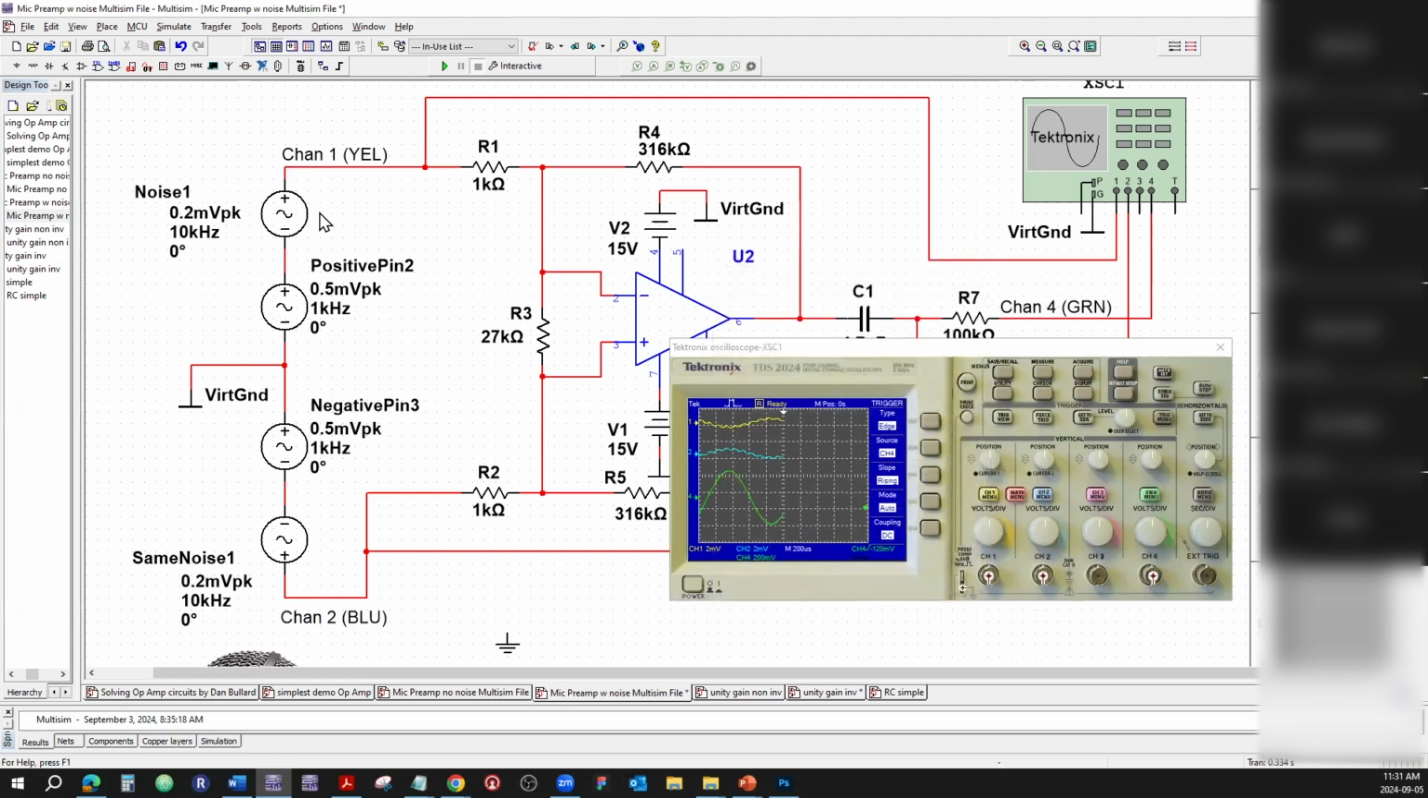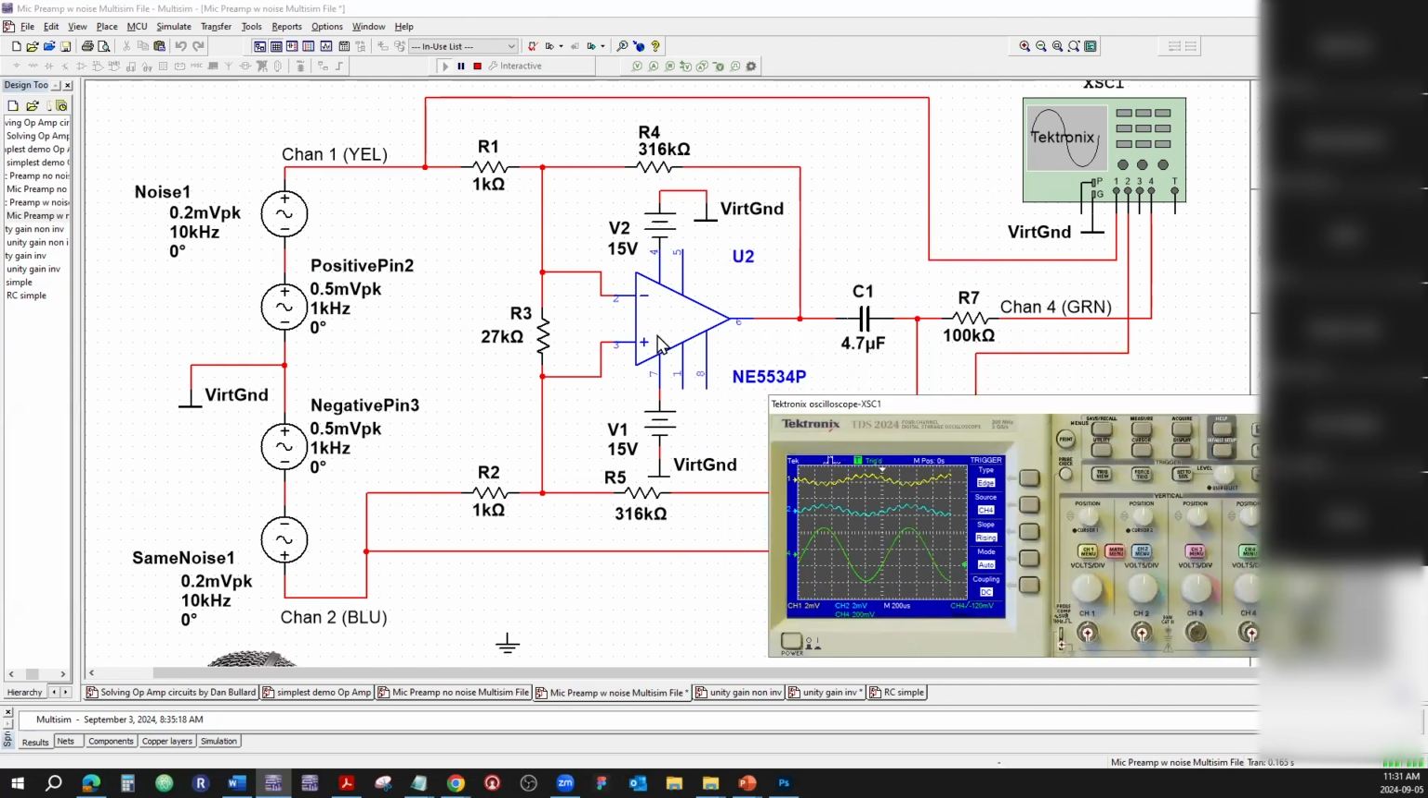Now we have a bigger noise. See, still we have a bigger noise here. The signal is still nice and beautiful and clean. So that's the idea of the differential amplifier.